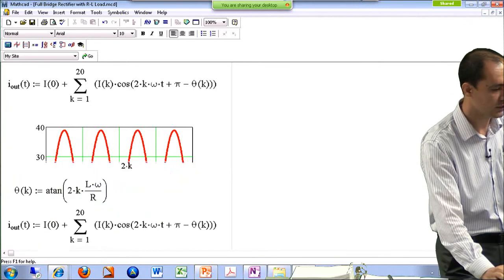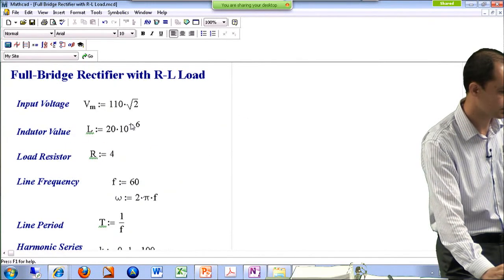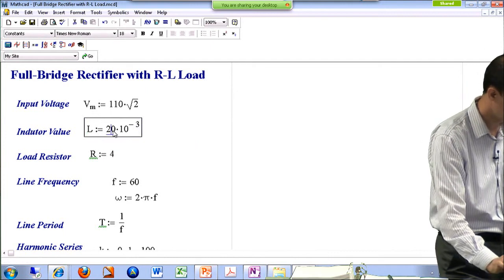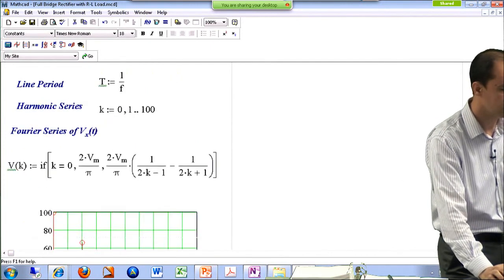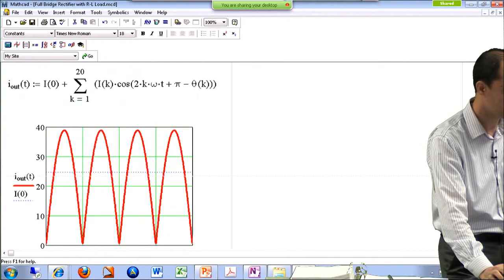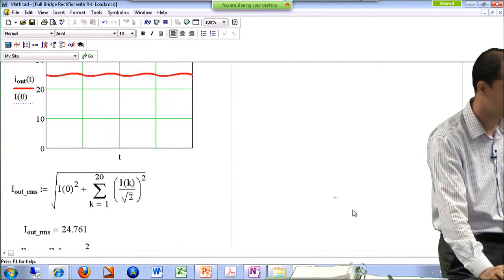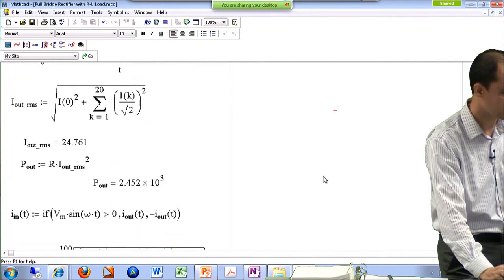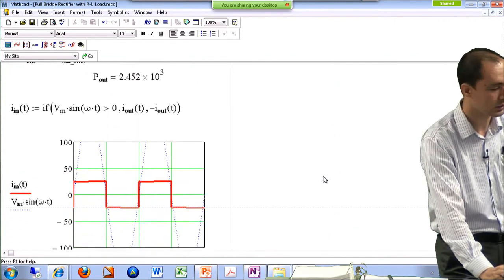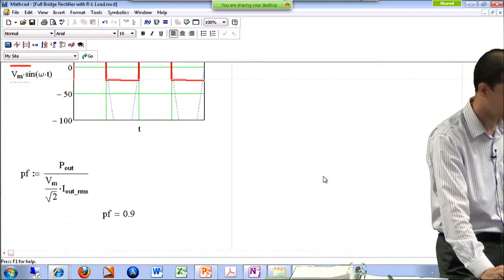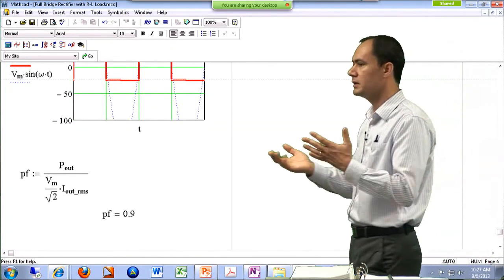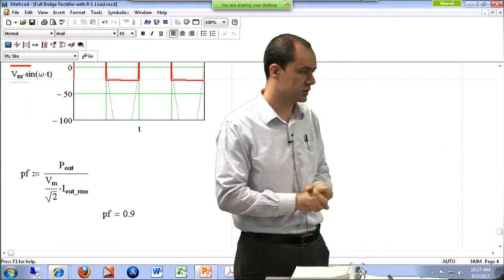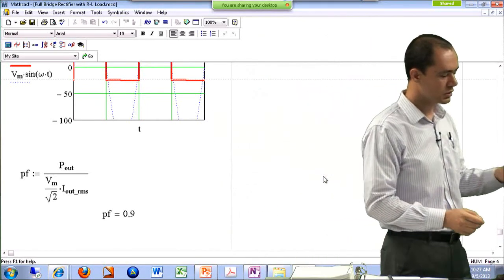On the other side, if I make my inductor very large, like 200 milli, to get a relatively DC output current, oops, I haven't updated it. To get a relatively DC output current like here, you can see that your power factor is going to get lower than 1, deteriorate. It's only 0.9. So there is basically a little bit of a compromise here. You can actually decide where exactly you want to stand.